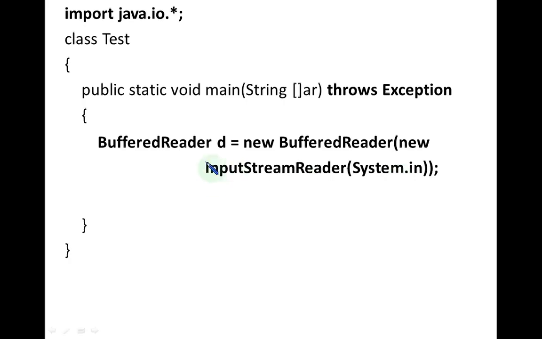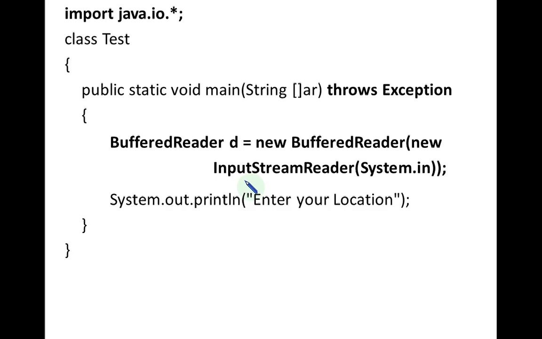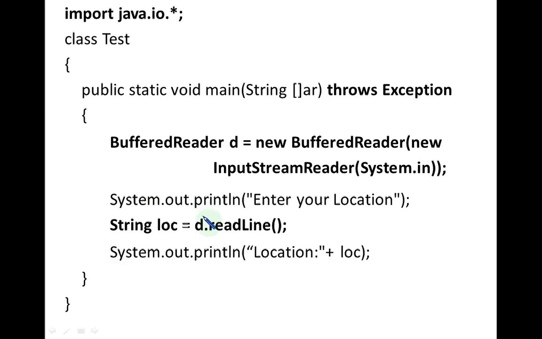So BufferedReader d equal to new, again a parameterized constructor. For this BufferedReader we are passing another constructor, that is InputStreamReader. So this is a constructor here, not a class. Only for this InputStreamReader we are passing System.in as an argument. Next we are going to get location as an input. Before that we are simply displaying a message by using System.out.println. So how do we get the input from the keyboard? Again with the help of the readLine method.